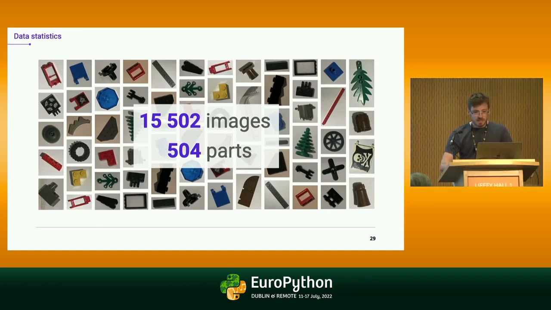So this is how the dataset looks. I started with a small batch of 500 parts. This is like 1/3 of my collection, but I decided, okay, it will be enough. I have 15,000 images. Let's start with that.